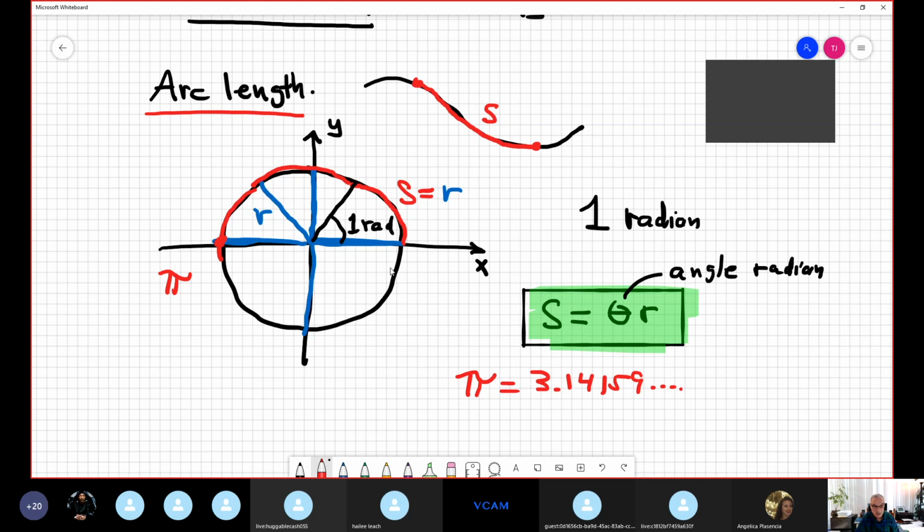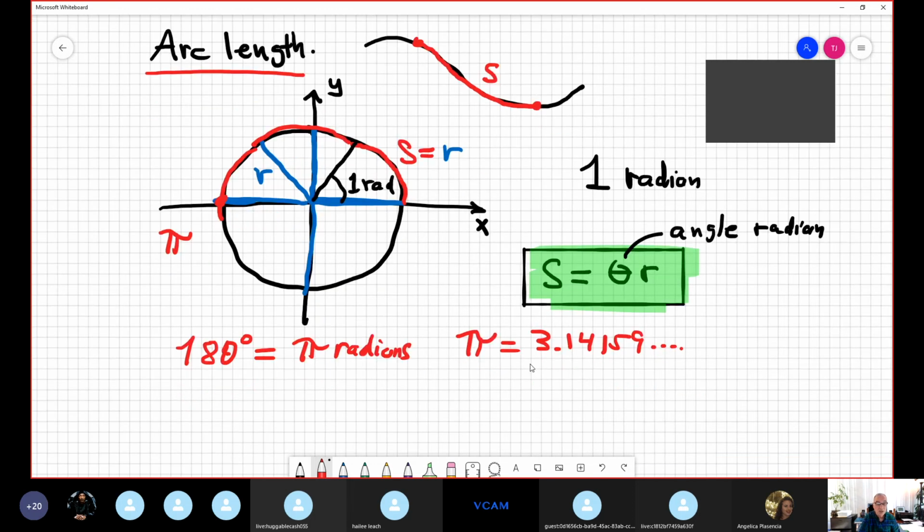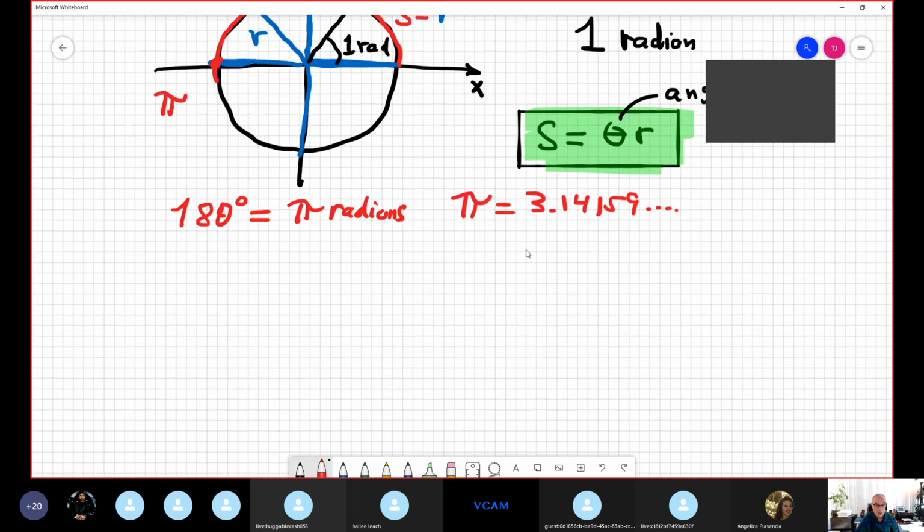Sorry, it's 180. In 180 degrees, we have pi radians. So 180 degrees is equal to pi radians. So I take advantage of this statement to find the formula to convert. For example, theta in radians.